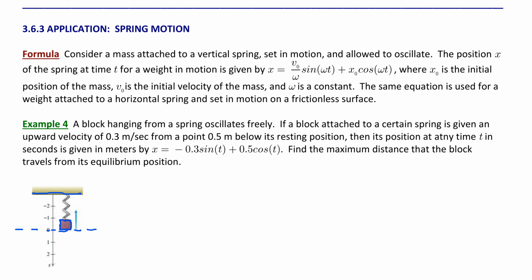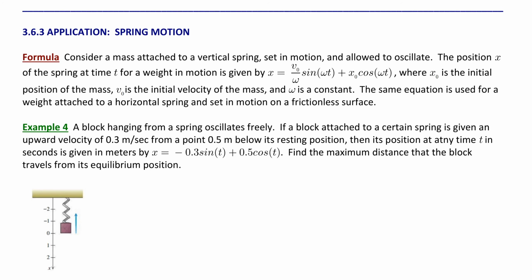In the absence of damping forces, that mass is going to oscillate up and down indefinitely. This is what we call simple harmonic motion. And as you'll see, the position of that mass is dependent on a sine or a cosine wave, which is a periodic function. The position x of the spring at time t for a weight in motion is given by x equals v naught over omega, sine of omega t, plus x naught cosine omega t.